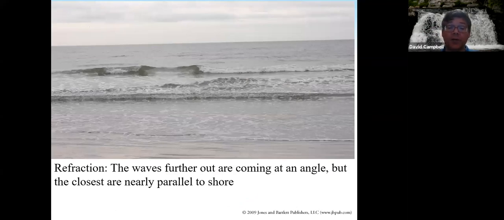Here you can see some wave refraction happening. The waves further out, you can see are a little more diagonal, but the close end of that wave is slowing down more, deeper coming in a little faster. And so as it gets closer, it's bending, kind of swinging around to become more parallel as it washes up onto the shore.